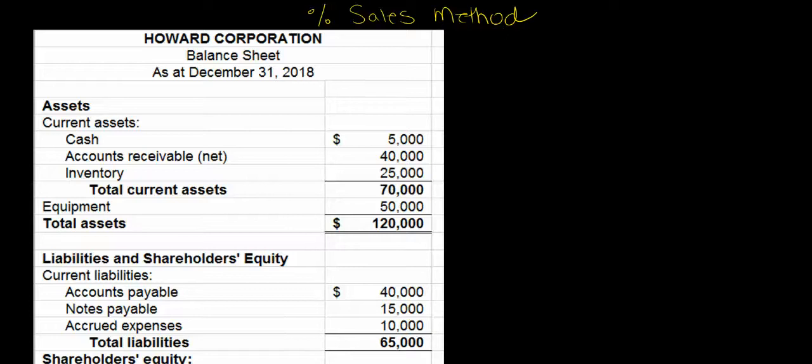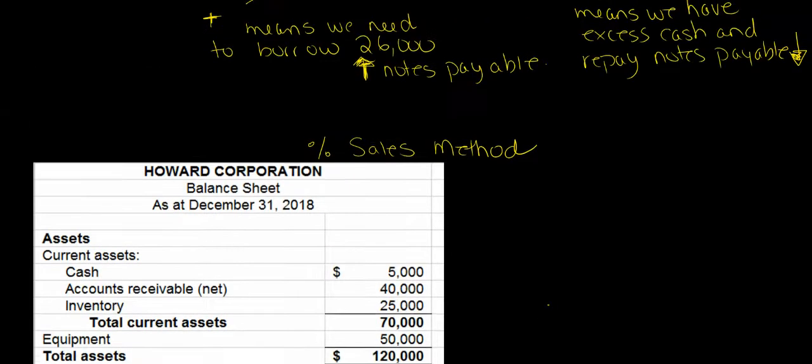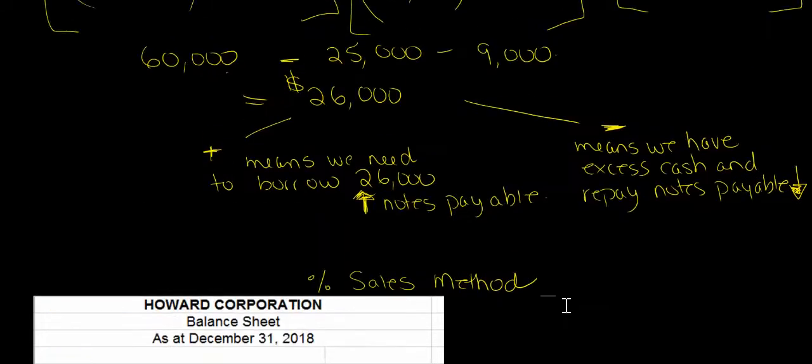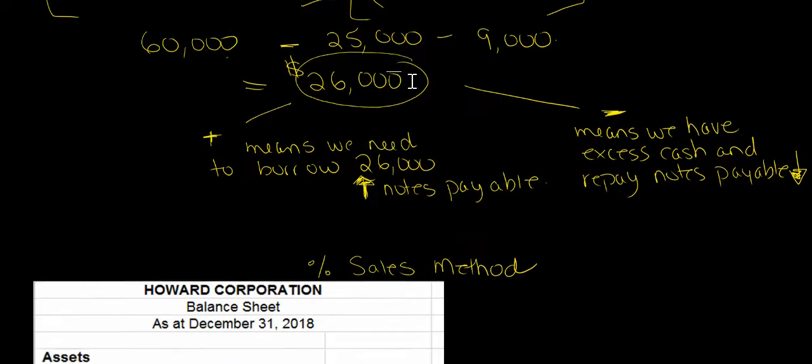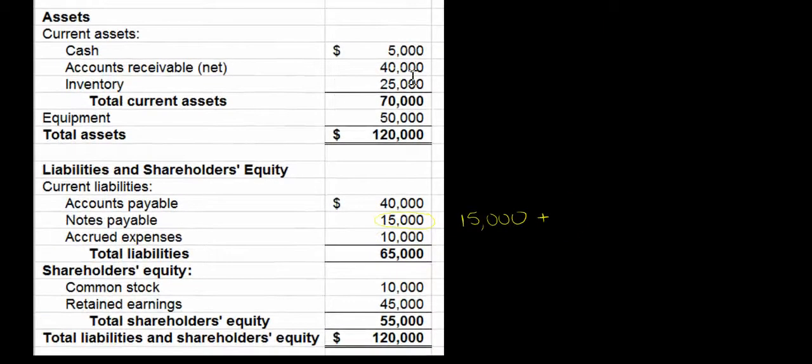Now we can do our forecasted balance sheet. So the first part I'll start with is this 15,000, because we started off with the 15 and then we figured out how much we needed in new funds. So from the previous video, we figured out we needed $26,000. So I'm just going to add that to it. And then that gives me a new total of notes payable of 41,000.